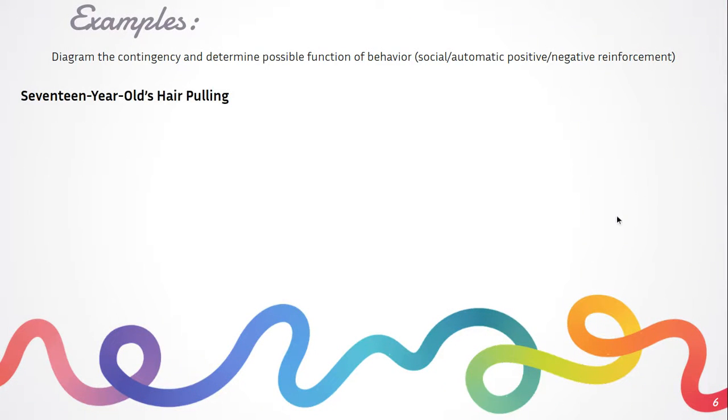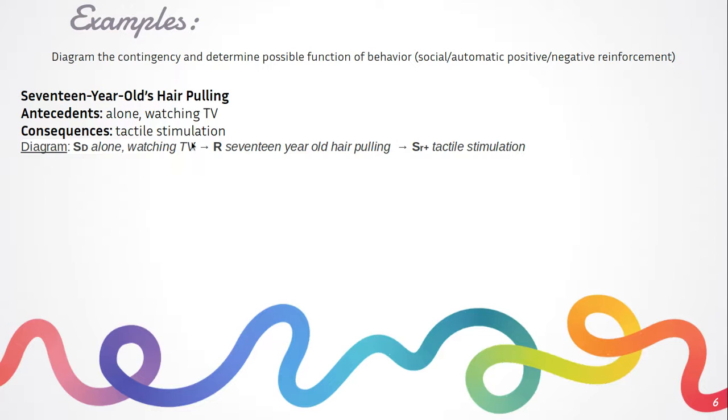Okay, our next example is again with the 17-year-old hair pulling. The antecedents this time are that she is alone and watching TV. The consequence is that there is tactile stimulation. So the diagram would show the SD is alone watching TV. The response is the 17-year-old hair pulling, and in this case, it would be an SR plus because they're getting positive reinforcement with that tactile stimulation. So the function of behavior would be automatic positive reinforcement.